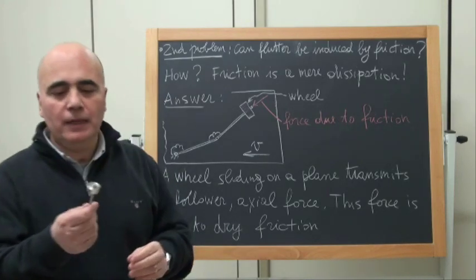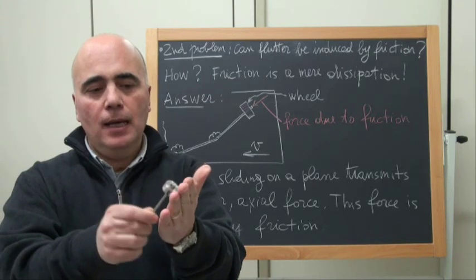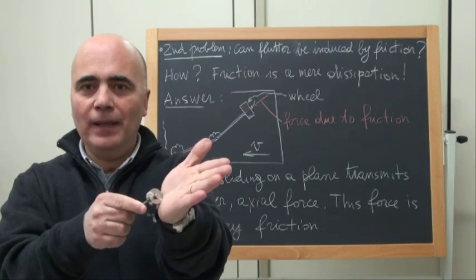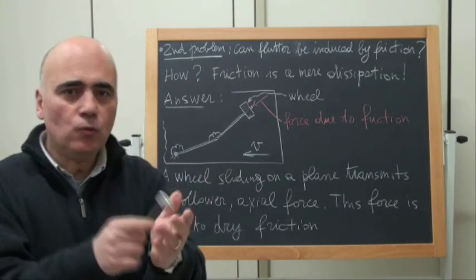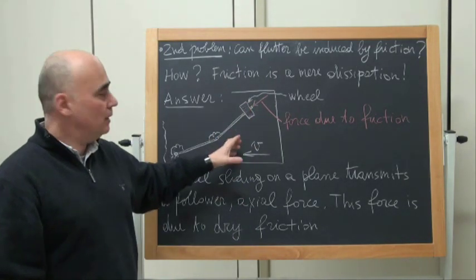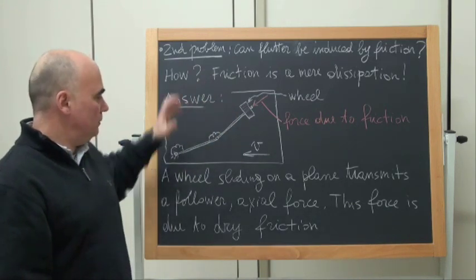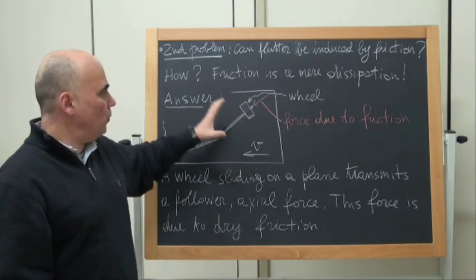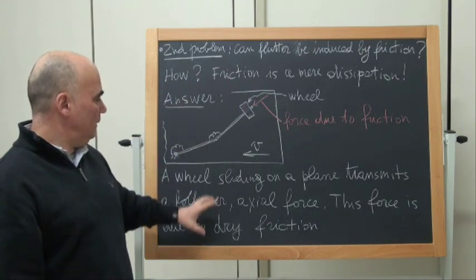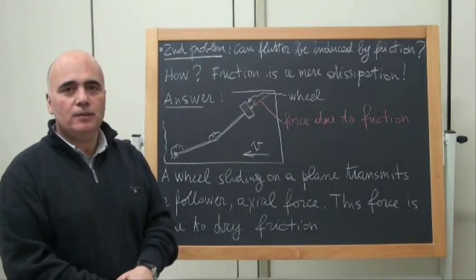The idea is to mount a wheel free of rotating about its axis at the tip of the structure, and this wheel will be constrained to slide against a plane moving at constant speed. In this way, due to friction, there will be an axial force transmitted to the structure, and the force will be a follower force of the type we have described before. Therefore, with this simple device, we will give two positive answers to the two questions, and we will show that a follower load can be induced by dry friction. Let's look at the experiments now.